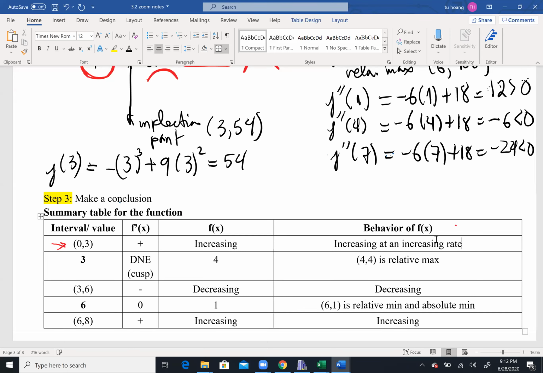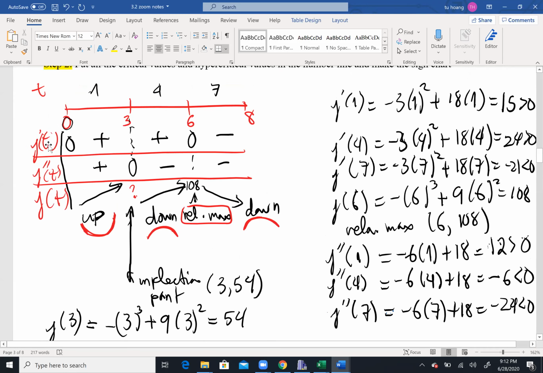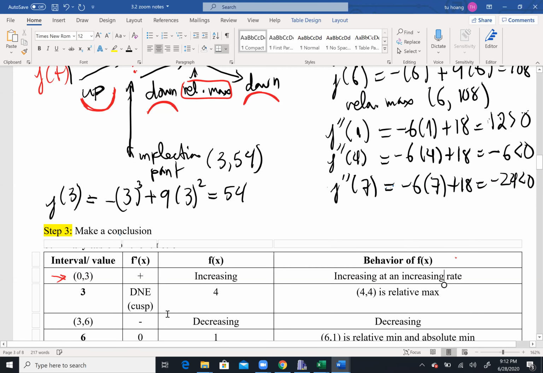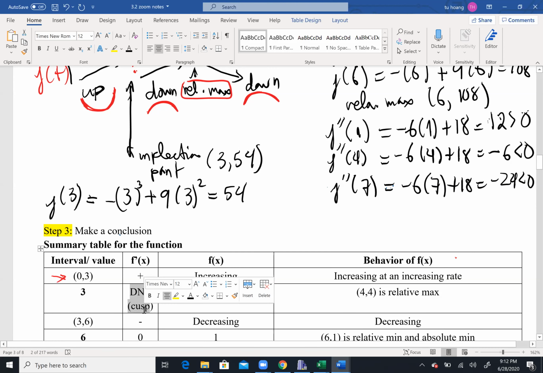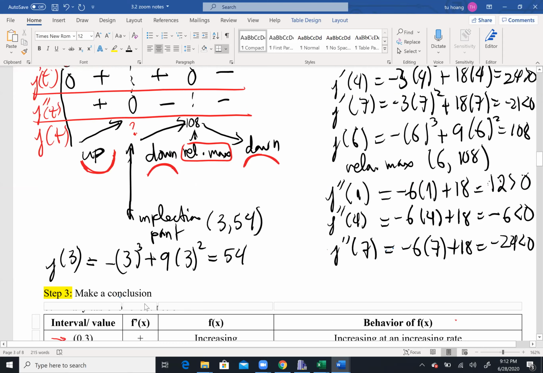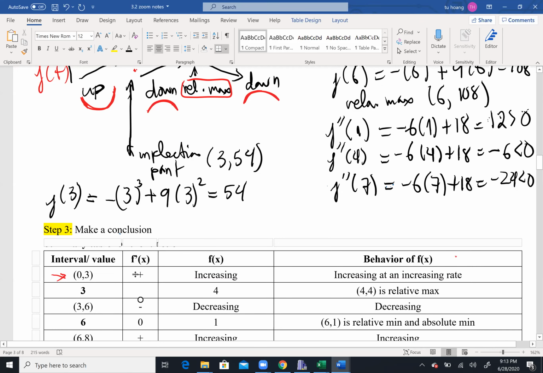Increasing rate. Why do we have that? If you check the first derivative here, f'(t) is positive, right? And the second derivative f''(t) is positive. So the product has to be positive. So I still have an increasing rate. Okay, now at 3, what happened? At 3, I know that it is an inflection point. So f'(x), I don't care about that one, but I care about the second derivative.